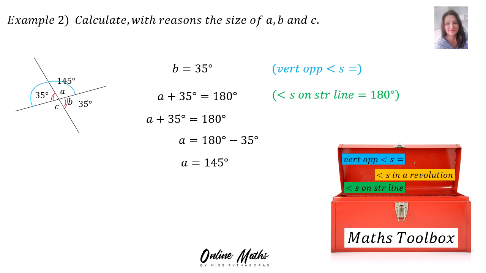Then the last thing we need to work out, let's use a green, is this angle at c. So what can you see? c is equal to 145 degrees. Why? Because that angle at c is vertically opposite to angle a. And you can also work out c by using the reason angles on a straight line is equal to 180 degrees.